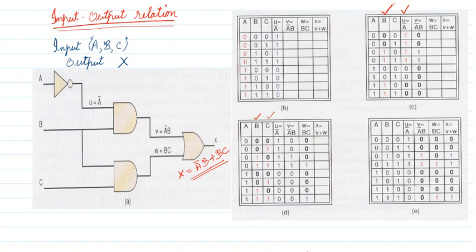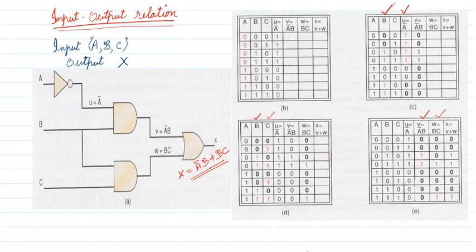Next, we are going for the output column, the last column. What is the output? Output X is equal to V plus W, that is, V OR W. Where is your V? This is your V and this is your W. You have to add these two columns. 0 plus 0 is 0, 1 plus 0 is 1, 1 plus 1 is 1.